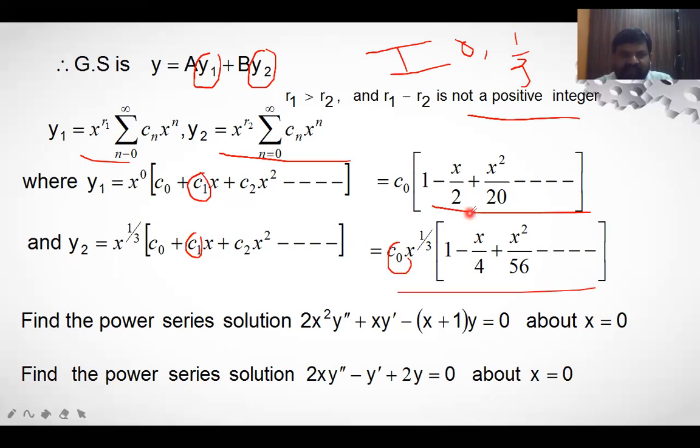Like that we have to find the solution in case the difference between these indicial roots is not a positive integer. So this is the solution. In the same way you have to find this solution.